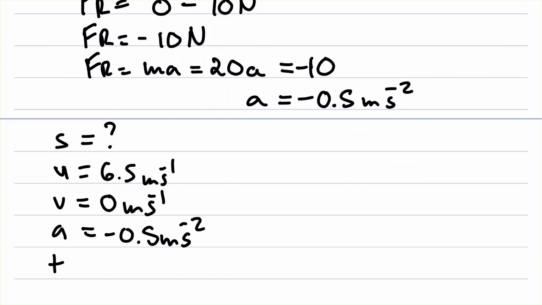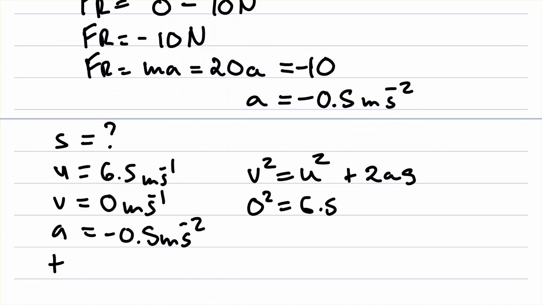What equation can we use here? Well, if you look at the SUVAT equations, you'll find that the best equation to use is v squared equals u squared plus 2as. So 0 squared equals 6.5 squared plus 2 times negative 0.5 times s.